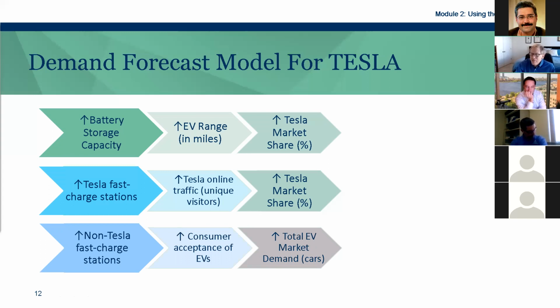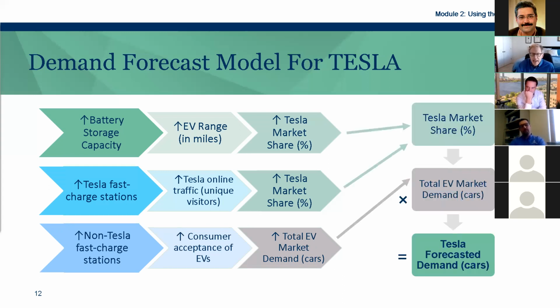The first two paths are about Tesla's market share of the pie. The third one is the pie getting larger, and that's going to improve demand for Tesla. So ultimately, what we're trying to get is the forecasted demand for cars, so we know how many to produce. We can take the Tesla market share times this total market demand and be able to estimate forecasted demand for the vehicles. Again, this is highly simplified, but it just gives an idea of how we can link different types of data ultimately to the decision that we're trying to make.